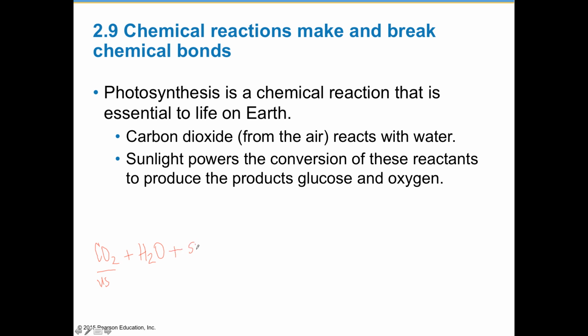Plus, it needs sunlight to produce glucose and oxygen. All right, so this would be the reactants, and this here is the products.